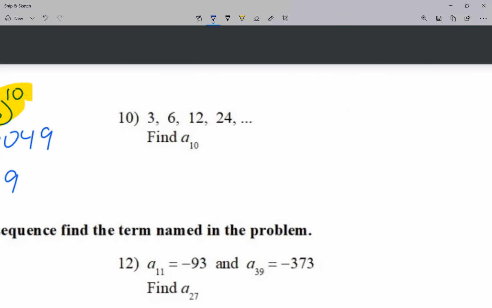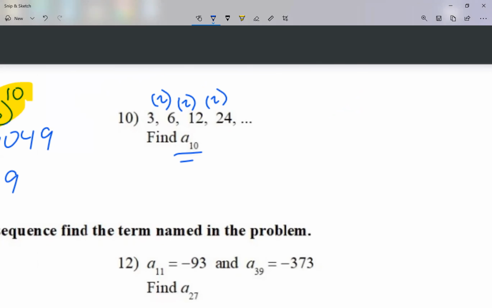Now here, what am I doing? Am I adding? So 3 plus 3 is 6, but then 6 plus 3 is not 12. In this case, I'm multiplying. I'm multiplying by 2, right? 3 times 2 is 6. 6 times 2 is 12. 12 times 2 is 24. So I'm multiplying by 2. I'm finding the 10th number.